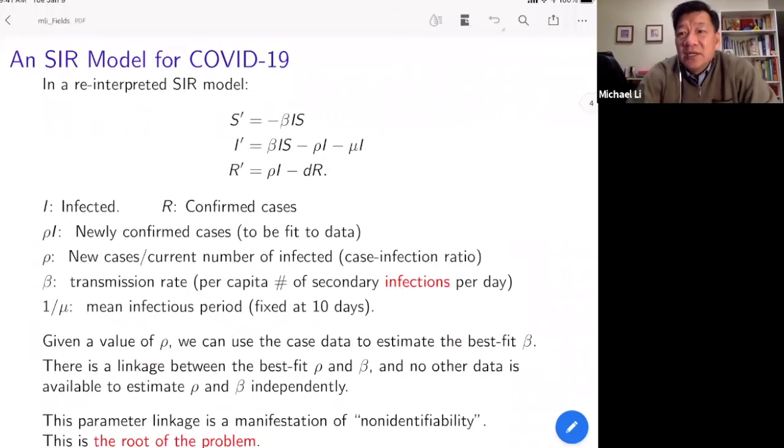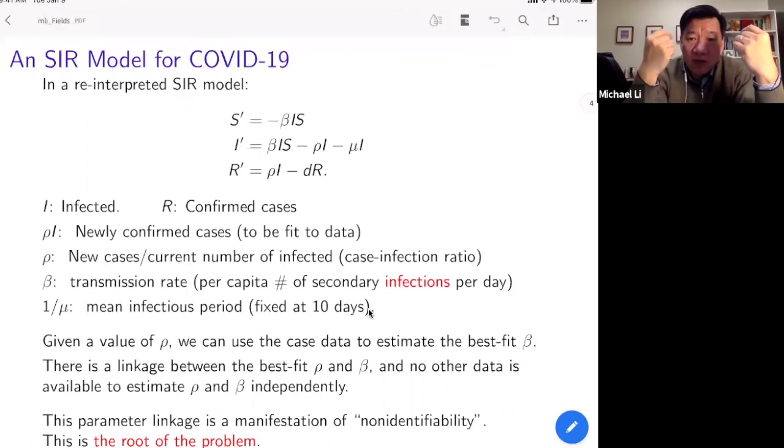Okay, so here's an intuitive way to see why we have non-identifiability. Given the case data, I cannot uniquely fit the values of beta and rho. Even if I fix the I0, I couldn't independently, uniquely fit these 2 parameters, beta and rho. The reason is this, okay?